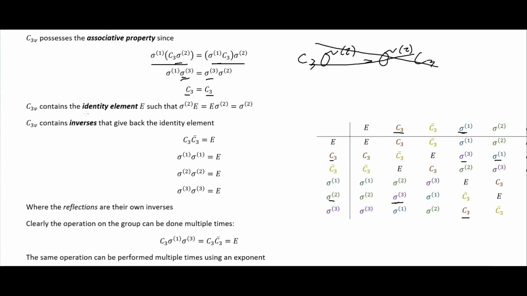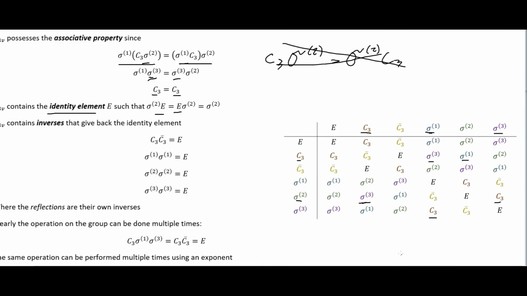But our C3V does have an identity element, so that's the E, and we see if we act anything on E or have E act on anything, it just gives us the same thing.